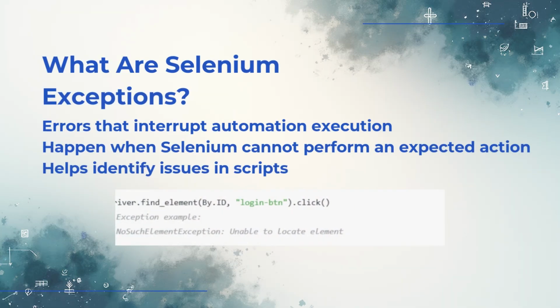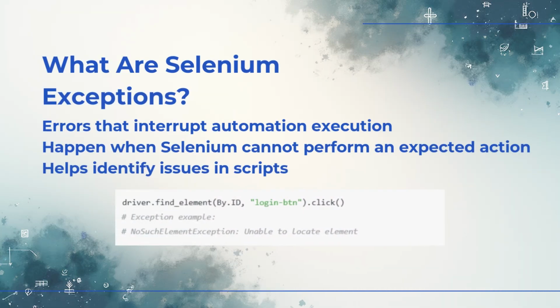What are Selenium exceptions? When we write automation scripts, we expect everything to run smoothly. But automation interacts with real dynamic web pages, and things don't always go as planned. A Selenium exception is simply an unexpected event or error that happens during script execution. It stops the normal flow of the program and tells us that something went wrong. For example, take a simple click action.